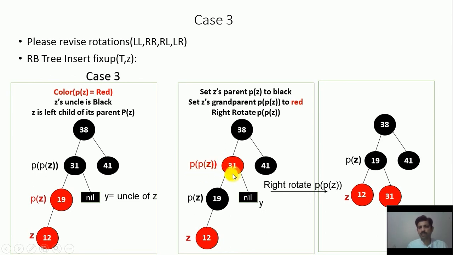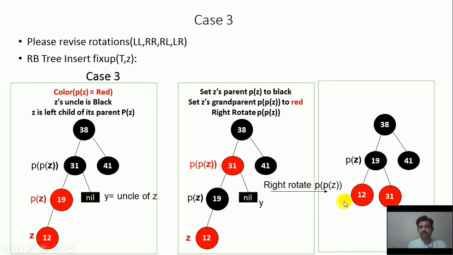What is right rotation? The node is placed at the right side of its left child. The left child of node 31 is 19, so 31 will be placed at the right side of node number 19. You can see that 31 is placed at the right side.